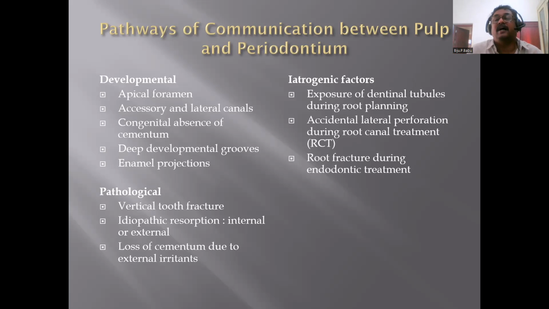Then you have the iatrogenic factors. These are the exposure of the dentinal tubules during root planing. When you do a periodontal treatment, or when you're doing root planing of the tooth, you're iatrogenically removing the cemental surface of the tooth, creating this communication.